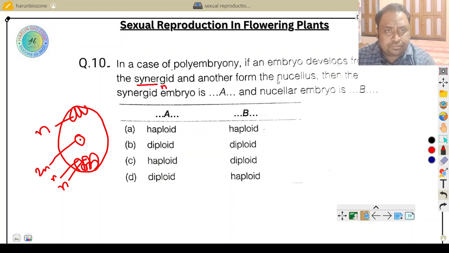Another, from the nucellus, means the cells around the embryo sac, the outer cells. These nucellus cells are 2N, so diploid. So haploid and diploid is the correct answer. C is the correct answer.